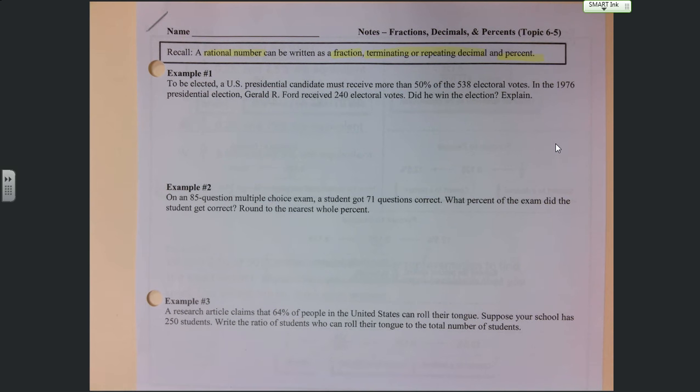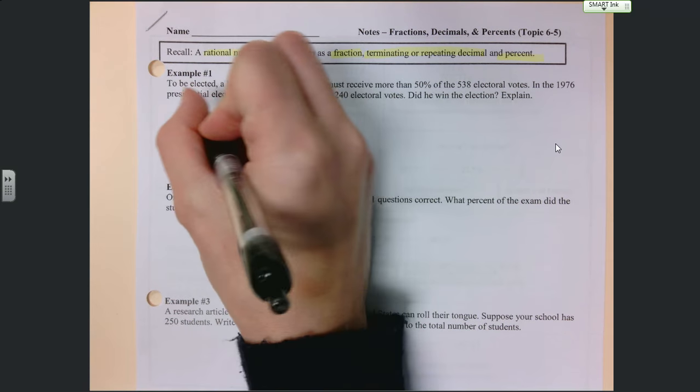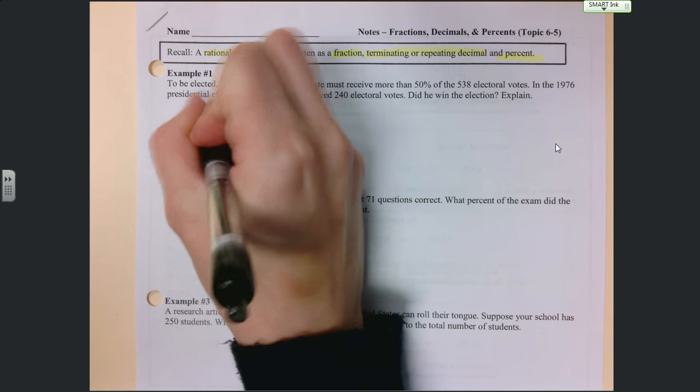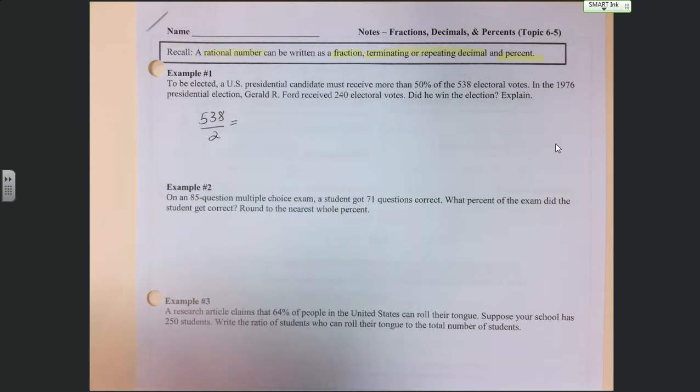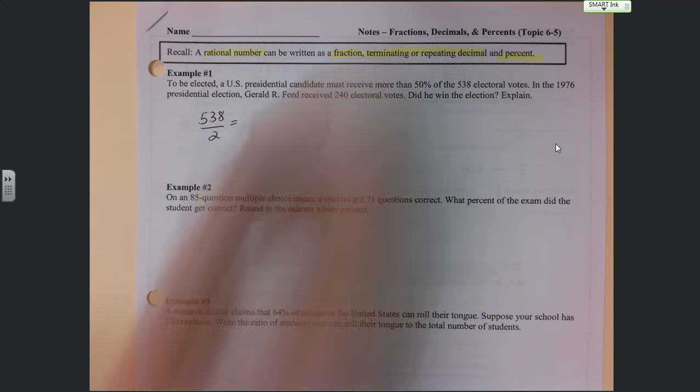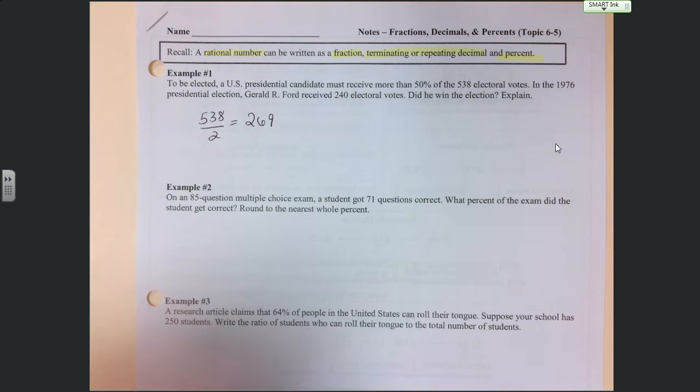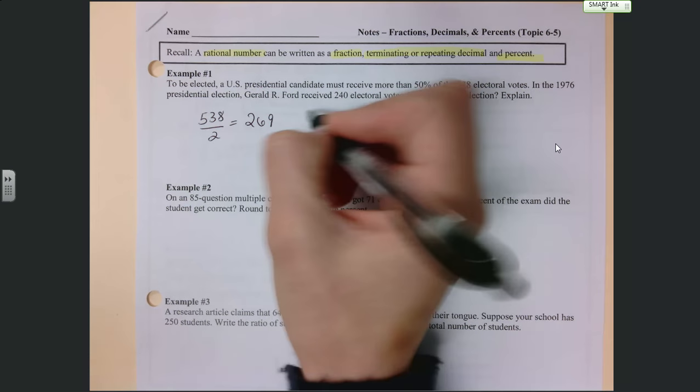Explain. So I am imagining that most of you are looking at this and saying, well, 50% means half. So if I was to take 538 and just divide it by 2, would that give me half? And that's going to give me 269. And so if half of 538 is 269 and he only got 240 electoral votes, then obviously he didn't have enough to win the election. So that's one way to do this.